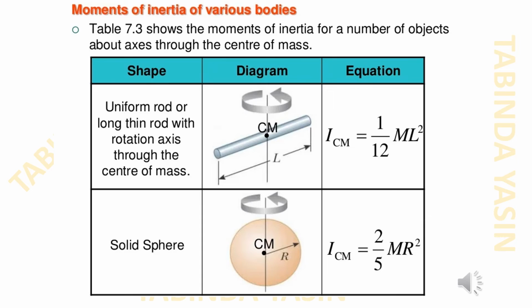The moment of inertia of various bodies is shown in the table, about an axis through the center of mass. The first shape is a uniform rod, or long thin rod, with the rotational axis through the center of mass, of length L, and you can see the angular rotation in the anticlockwise direction. For that, the inertia is ICM equal to 1 over 12 M L square, and for the solid sphere, you can see from the diagram, the inertia is ICM equal to 2 over 5 M R square.